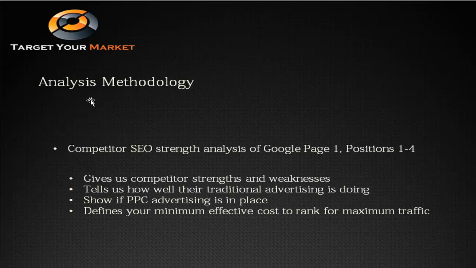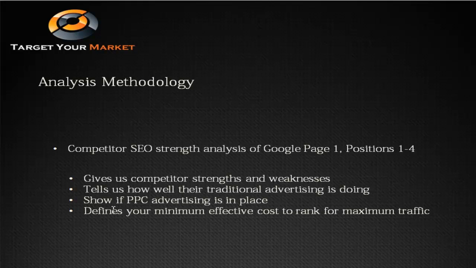Okay, so then what I do next is what I call analysis methodology. And basically this is where I break down the competitor. I methodically break him down and expose his underside basically. So competitor SEO strength analysis of Google page 1, positions 1 through 4. I find out who is strong in regards to the competition, ranking on page 1 in the positions 1 through 4. And by doing that, it gives us a competitor's strengths and weaknesses. It tells us how well their traditional advertising is doing, their outbound advertising. It shows if they're doing any kind of paid advertising with PPC, Google AdWords.